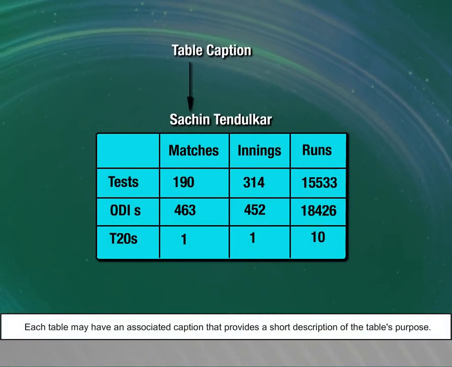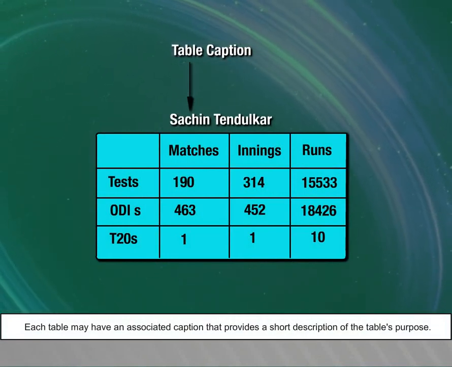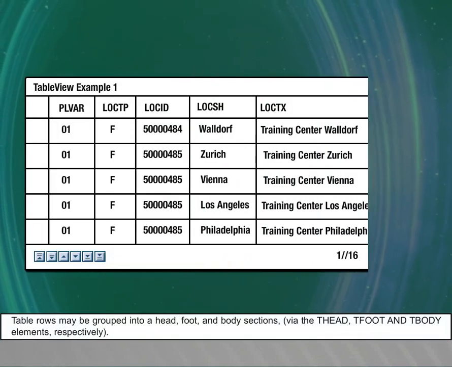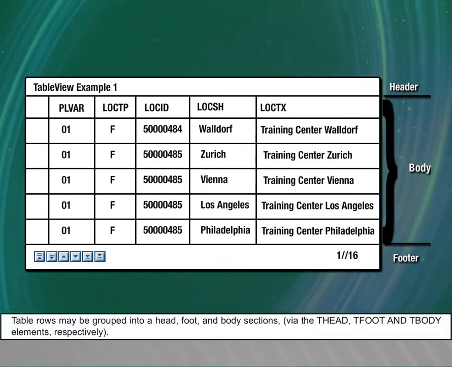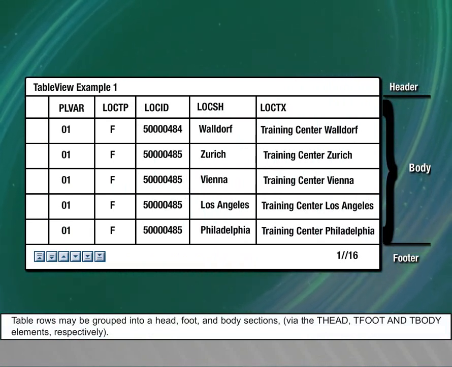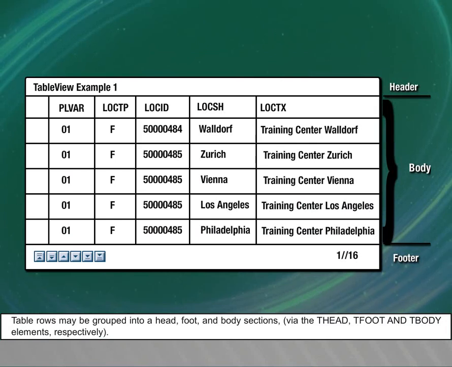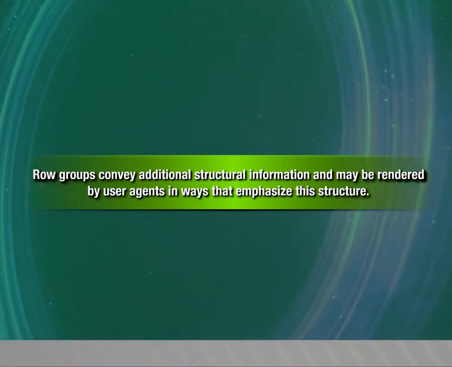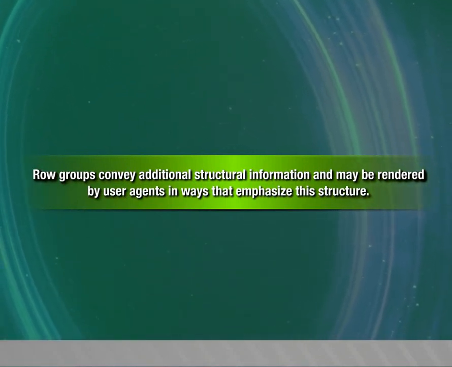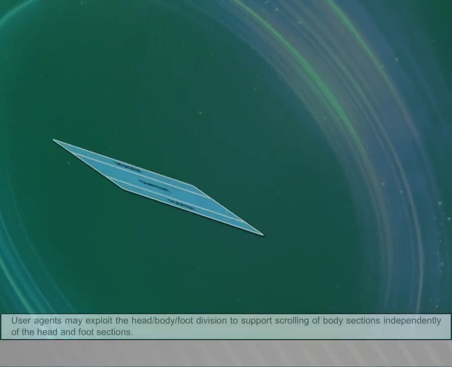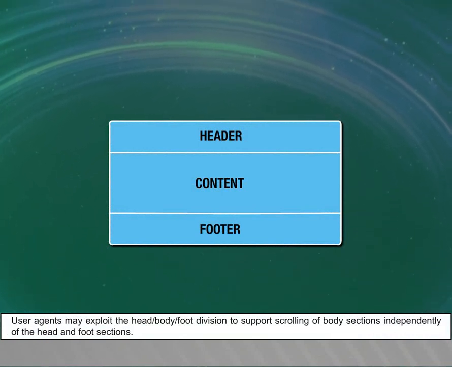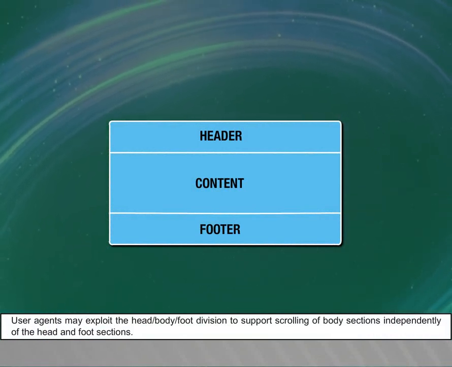Each table may have an associated caption that provides a short description of the table's purpose. Table rows may be grouped into head, foot, and body sections via the thead, tfoot, and tbody elements respectively. Row groups convey additional structural information and may be rendered by user agents in ways that emphasize this structure. User agents may exploit the head, body, or foot division to support scrolling of body sections independently of the head and foot sections.